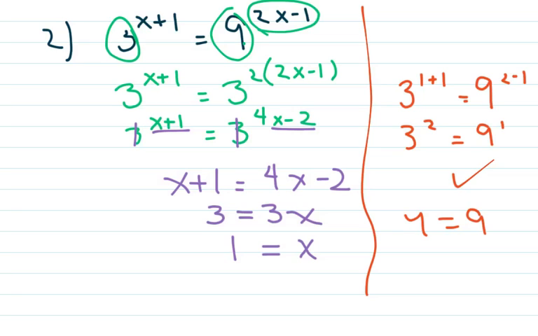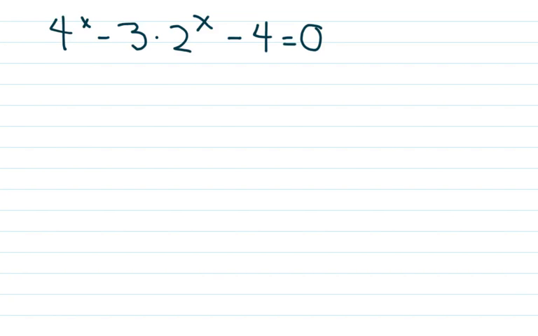Okay? Now, here's where we're going to get into the next step. We're going to solve and we're going to use substitution. So, we're going to try 4^x minus 3 times 2^x minus 4 equals 0. Well, the first thing I'm going to do is let a equal 2 to the x.